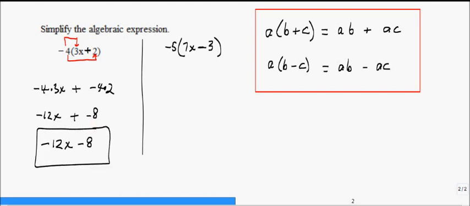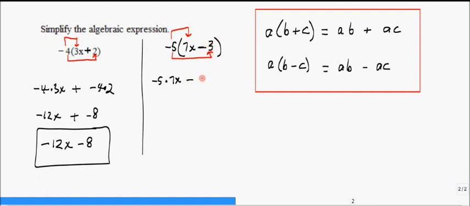And then for this one, we'll do the same thing. Negative 5, I'm going to multiply it all the way through the parentheses. And if I use this form of the distributive property, then it's going to look like this. Negative 5 times 7x, and then bring down the subtraction. This is subtracting 3, subtracting a positive 3.